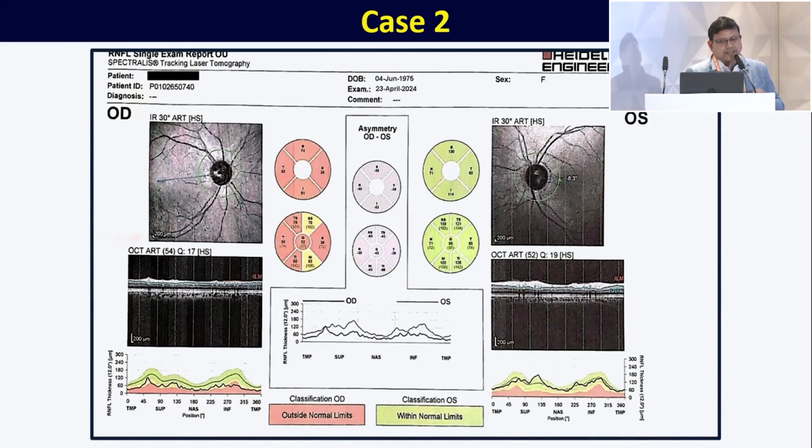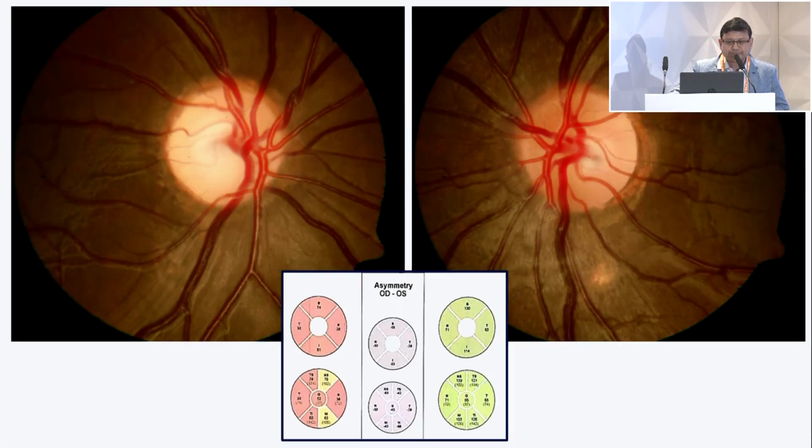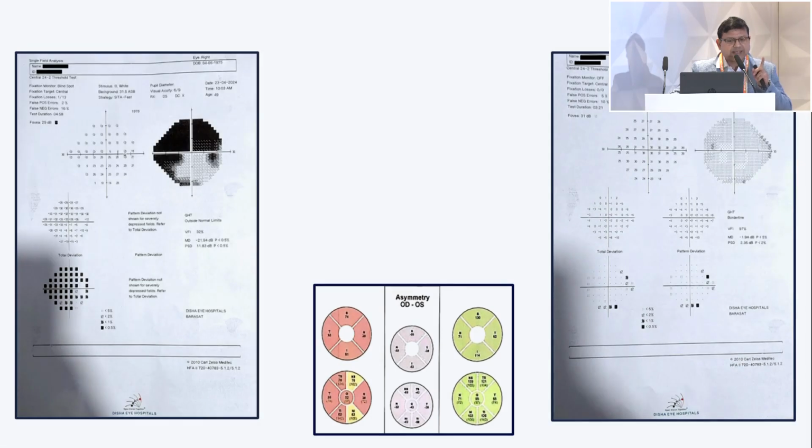Now, if you look at this case, this is from the Spectralis. The OCT RNFL is grossly depressed in the right eye. The left eye looks okay. When you look at the disc, again, does something stand out? And the answer is yes. There appears to be some sort of pallor which corresponds to the RNFL thinning. So again, when something stands out, you have to do the glaucoma workup. The fields show a large defect in the right eye.